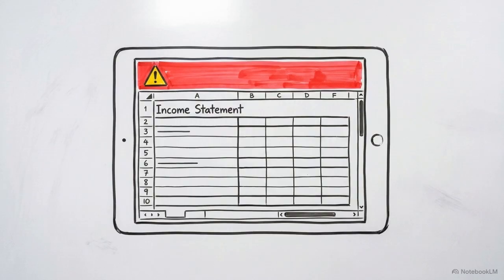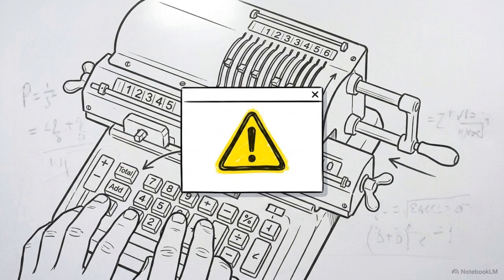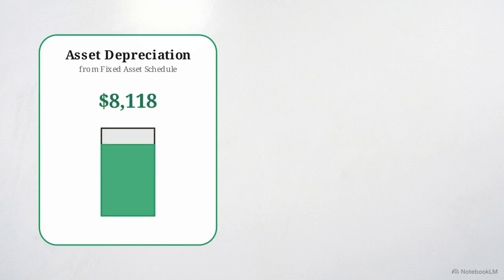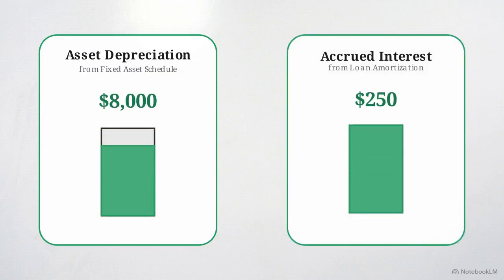Here is a strict rule. An income statement is worthless if the cash accounts on the balance sheet have not been reconciled first. Step 4 covers required adjustments. Not all business activity triggers a direct bank transaction, so you have to make manual entries before closing the books. Standard examples include recording asset depreciation from a fixed asset schedule or adding accrued interest on a business loan.